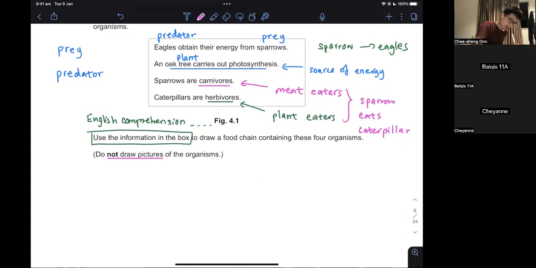Photosynthesis. No, photosynthesis is the process. Food chain is about your source. Photosynthesis is the process that allows the oak tree to become food.